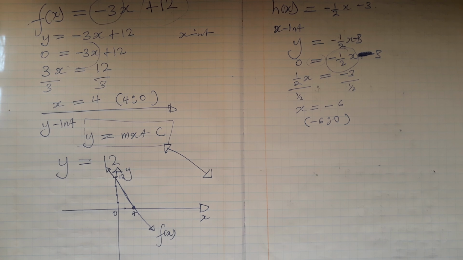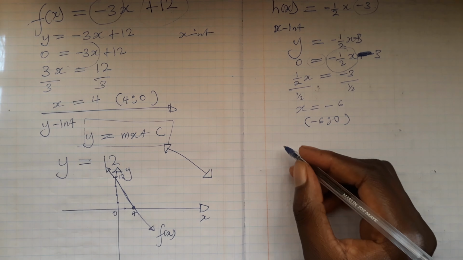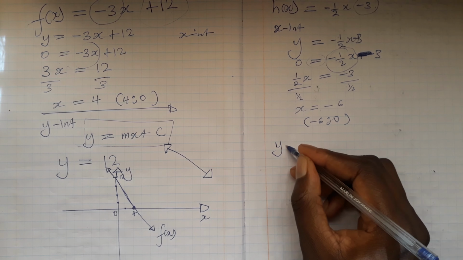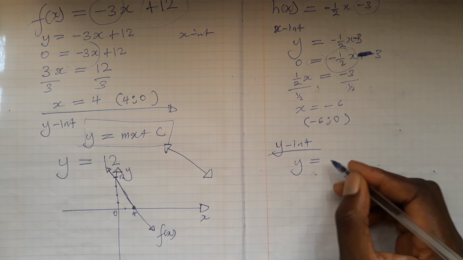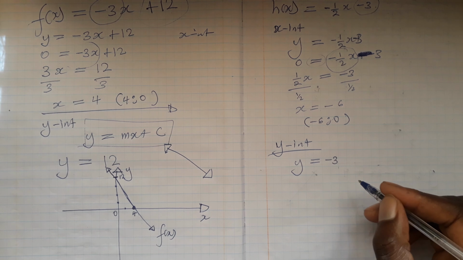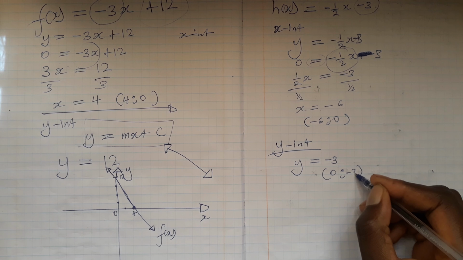Y-intercept, you know that the last part of that equation represents c, which is the y-intercept, meaning that -3 is the y-intercept. So the y-intercept is y equals -3. So the coordinates of the y-intercept are 0 and -3.